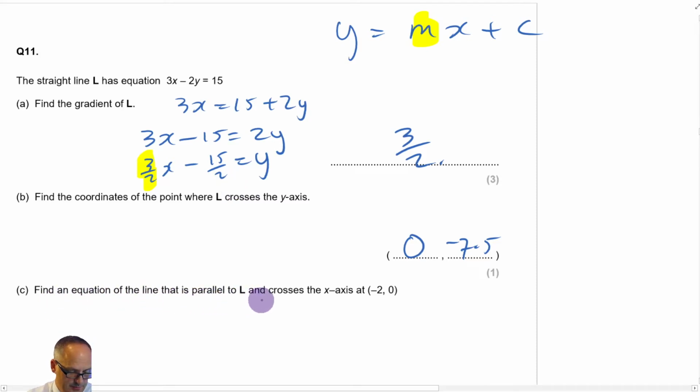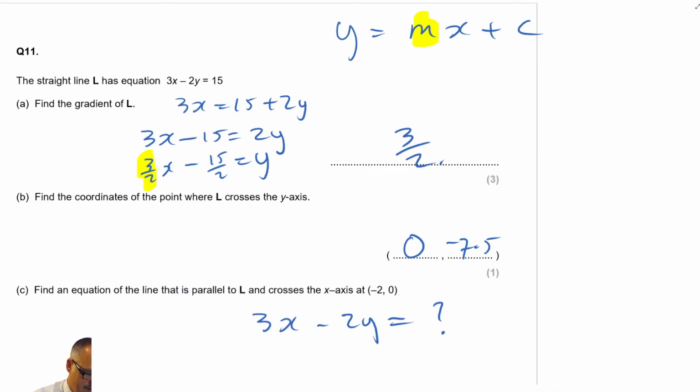Find the equation of the line that's parallel to L and crosses the x-axis at minus 2, 0. So we know that if it's parallel to this, then the ratio of the x and y's must be the same. So we must have 3x minus 2y equals something. We don't know what the something is. These are in ratio, so it's parallel. So we need to find our something out.